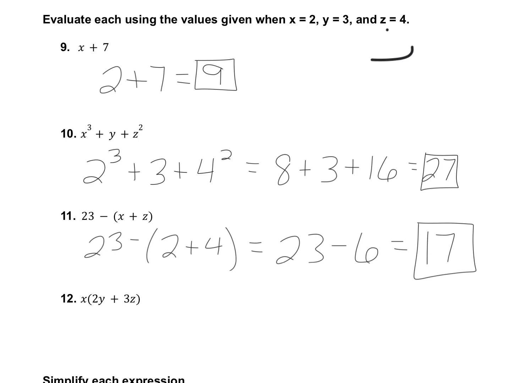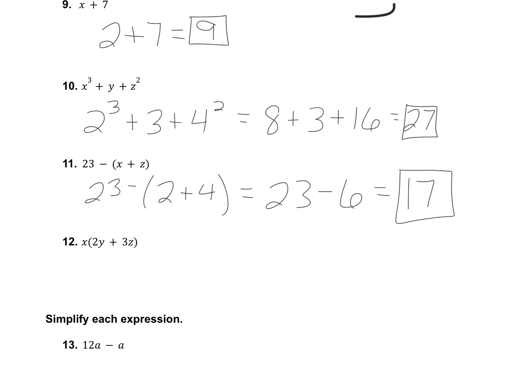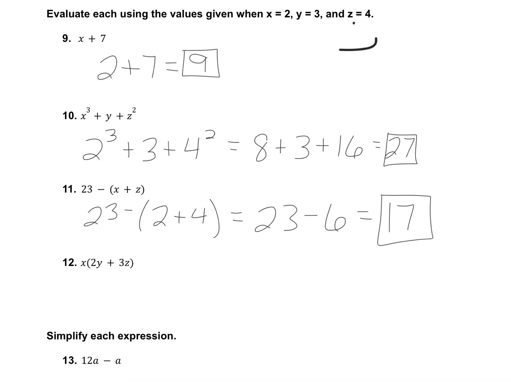What do you do first? You got to do all those steps first. Yep. If you need to write it down, write it down. Last one in this section. Substitute. What's x? 2. What is y? 3. What's that 2 and y doing? Multiplying. 2 times 3. 6. What's z? 4.